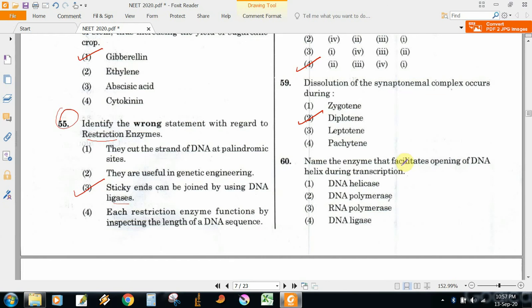Name the enzyme that facilitates the opening of DNA helix during the transcription. The first is DNA helicase, DNA polymerase, RNA polymerase. Next is DNA ligase. It is DNA helicase. It is the one that mainly facilitates the opening of DNA helix.